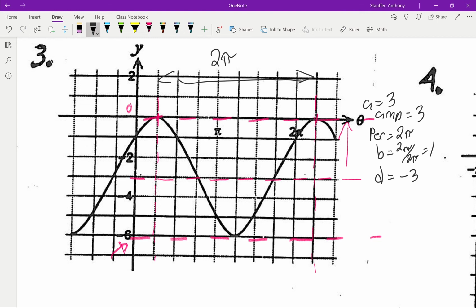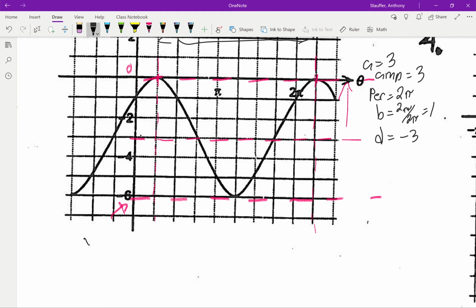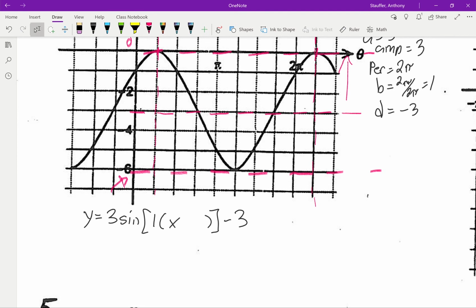Again, we're going to hold off on figuring out the C values until I state which function I'm looking for. So now I get y equals, and I'll start with the sine, so we get 3 sine, and then my B value is 1, and then it's going to be x, and then we'll slot in that C value in a second, and then we'll get minus 3. And then I'll go y equals 3 cos, again 1, x, and minus 3.